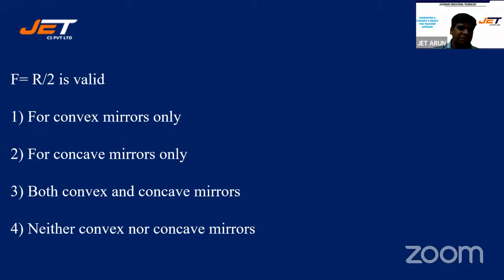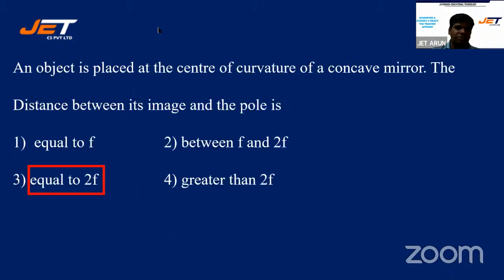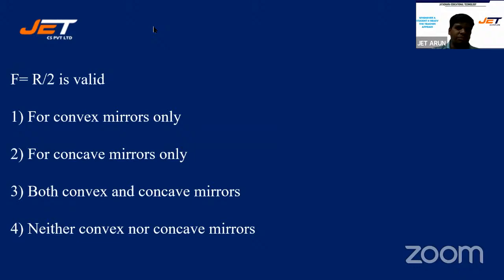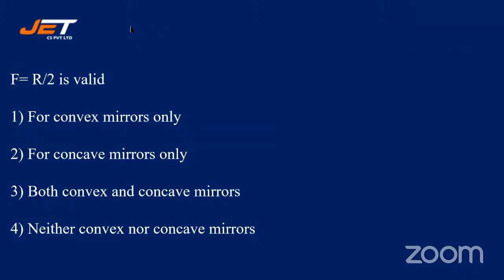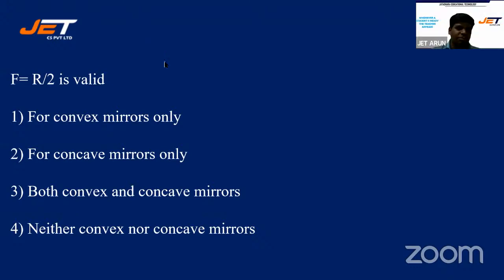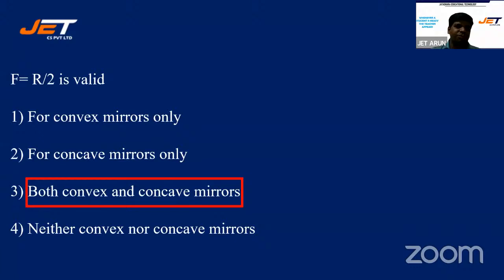I'll give you 5 more seconds. Sit up and think again. R is equal to 2F, or F is equal to R by 2, is valid for what? All right, I'll reveal the key. It's 3, students. 3 is absolutely right, but students have also mentioned 1 and 2. Read any mirror. F is equal to R by 2 is valid for any spherical mirror, be it convex or concave.